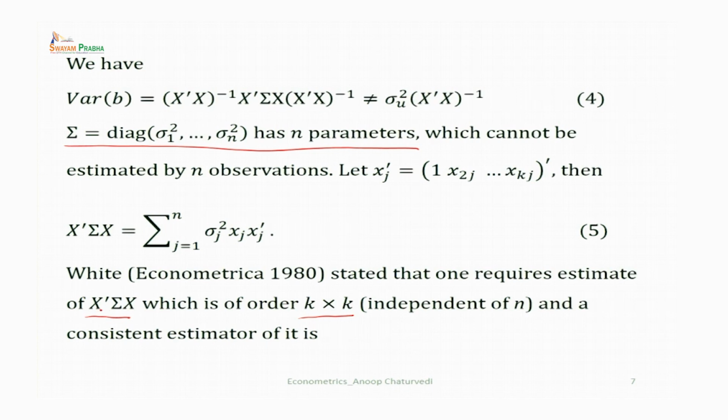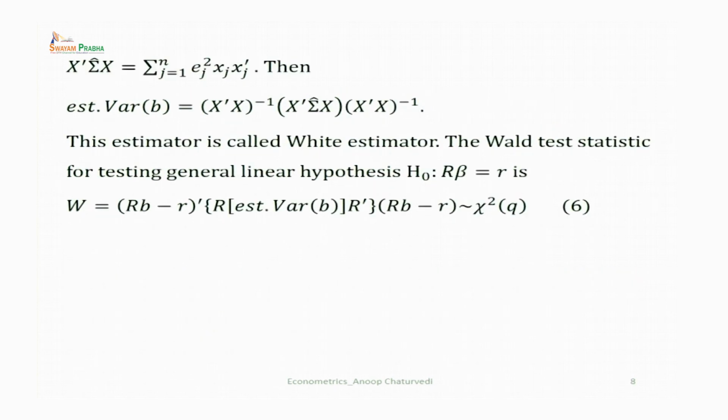But if you estimate X transpose Sigma X, then this is of order k by k. So, you can estimate it. It is possible for you to estimate it, and you can find a consistent estimator of it as X transpose Sigma hat X equal to summation j equal to 1 to n e_j square x_j x_j transpose. Now, this is a consistent estimator of X transpose Sigma X. Again, I am not going into the details of proof.